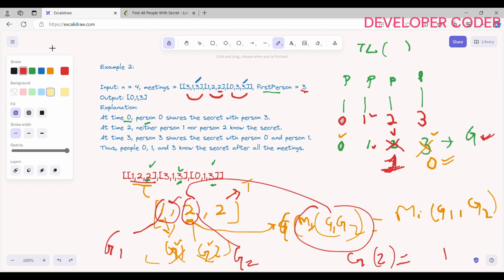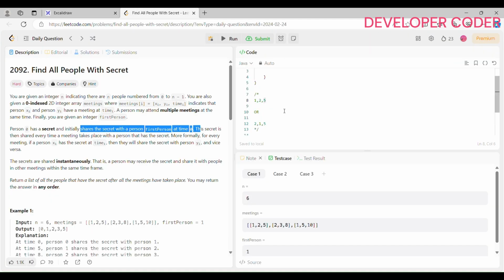After that this meeting is going to be conducted, 3 1 3, or 0 1 3 could be conducted, because we are sorting them based on their start time. So any of these meetings could be conducted first. So we have to take care of all the meetings at a particular time, because here I have told you one example.